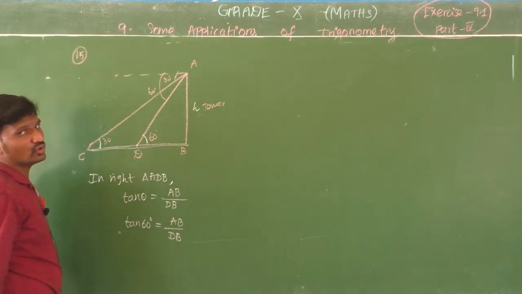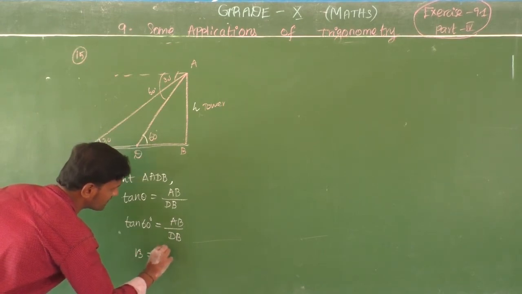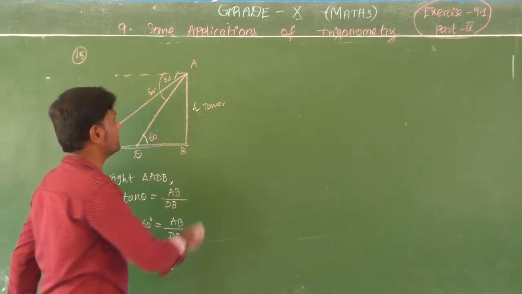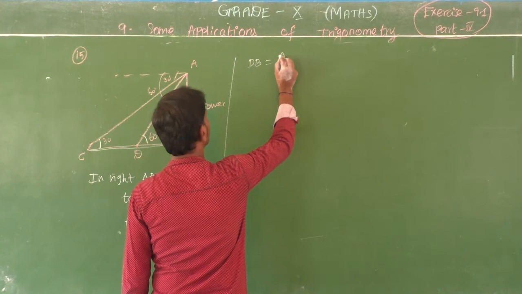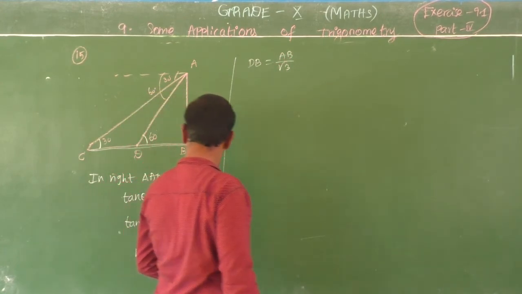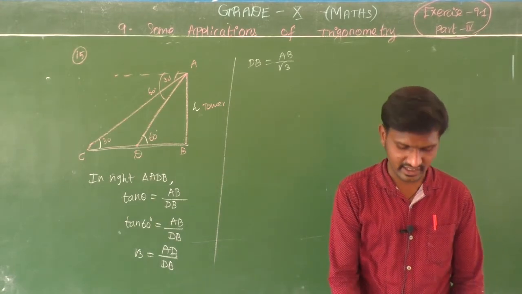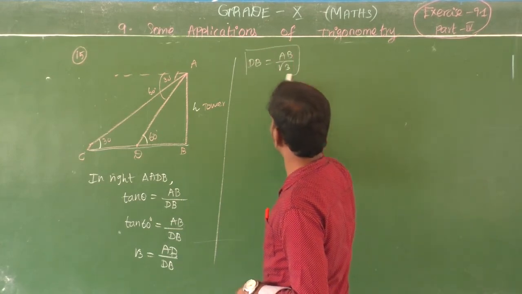And both also we don't know, so just take AB. Now tan 60 degree is root 3, which is equal to AB divided by DB. Now I need only the value of DB, which is equal to AB by root 3. Or otherwise, take AB, which is equal to root 3 DB. Take this as equation number 1.